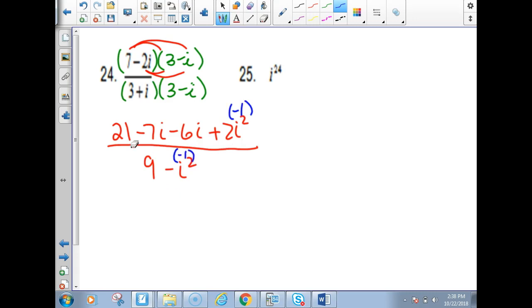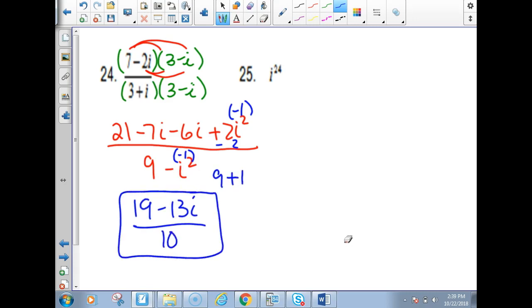Replacing i squared with negative 1, we've got 21 minus 2. Okay. So 21 minus 2 is 19. And then we got minus 13i. And on the bottom, we've got 9 plus 1, so we get 10. If we rewrite it properly in a plus bi form, that's 19/10 minus 13/10 times i.